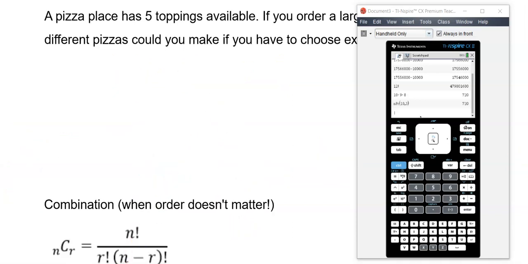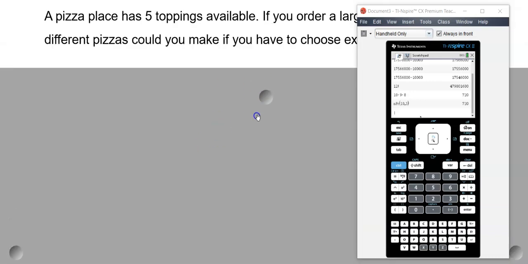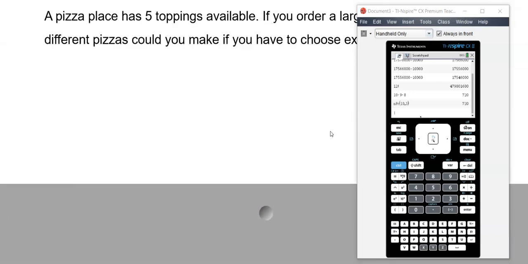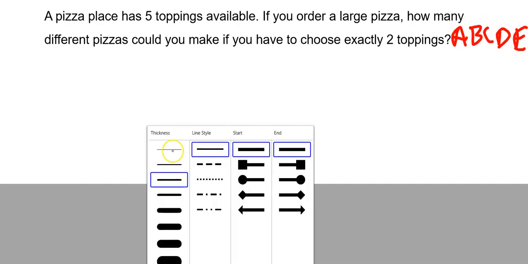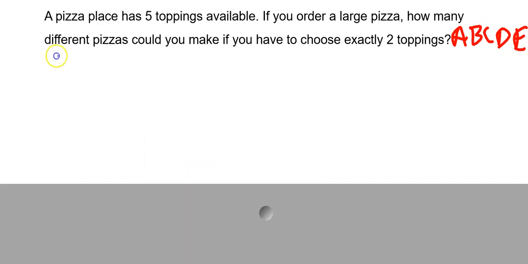It's a little different type of problem here, a little nuance here. So this one, it says a pizza place has 5 toppings available. If you order a large pizza, how many different pizzas could you make if you choose exactly 2 toppings? So let's call the toppings A, B, C, D, and E. Let's list out all our possible topping combinations. So let's start with A. So I could choose A and B. I could choose AC. I could choose AD. And I could choose AE.